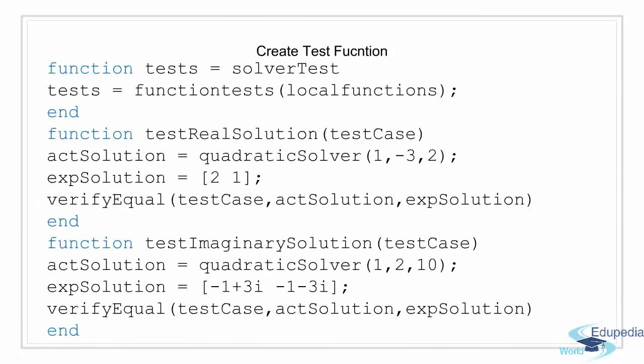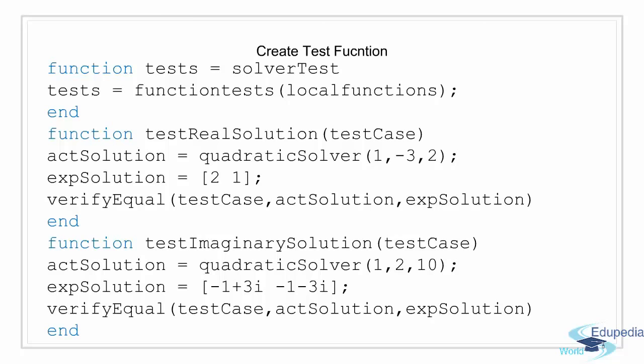Now I will create a second function file, solvertest. This function, using the function test method, will call all the local functions that will be defined in this file. A call to function test using local functions as input creates an array of tests from each local function in the solvertest.m file. Each test is a local function that follows the naming convention of having test at the beginning or end of the function name. Local functions that do not follow this convention are not included in the test array.